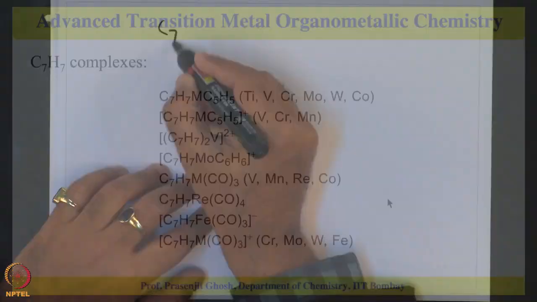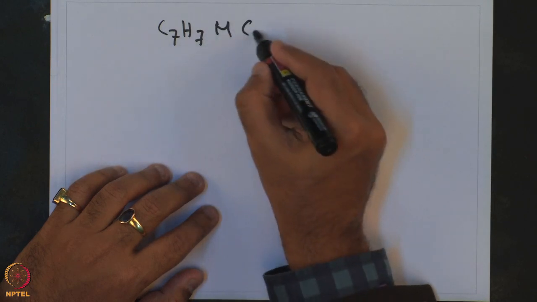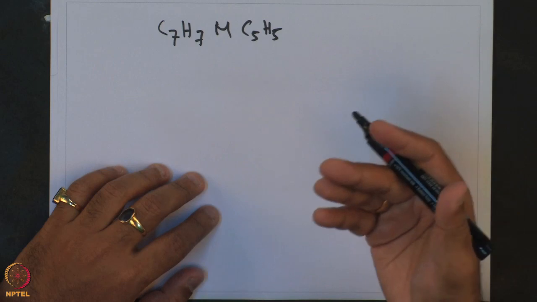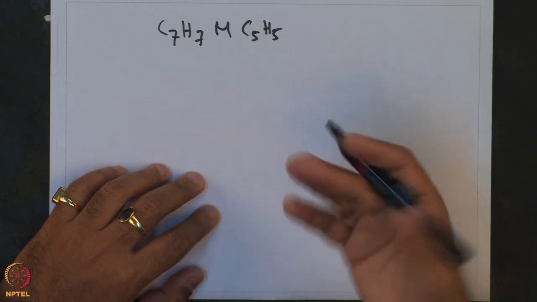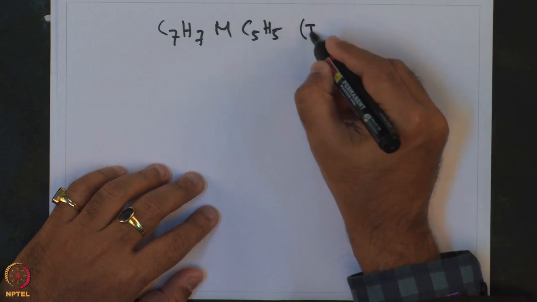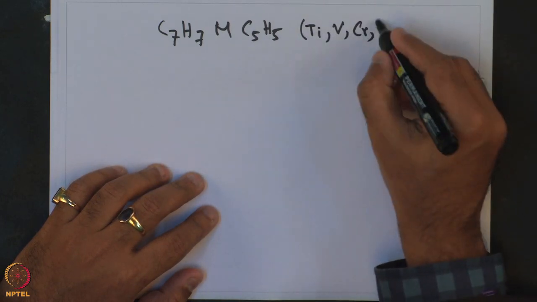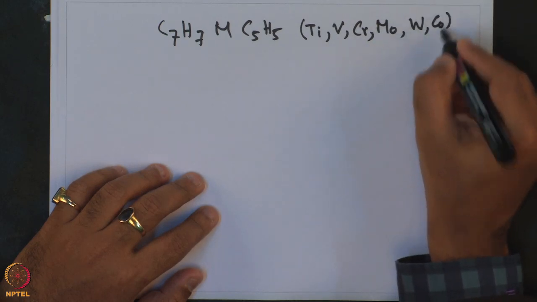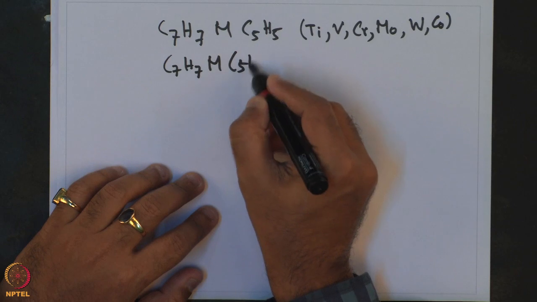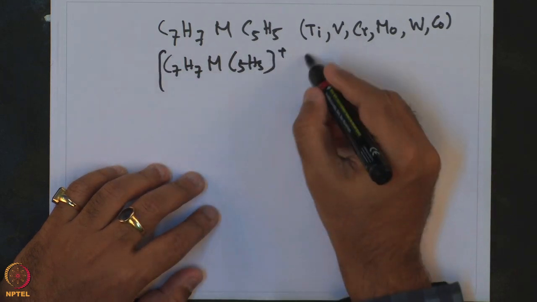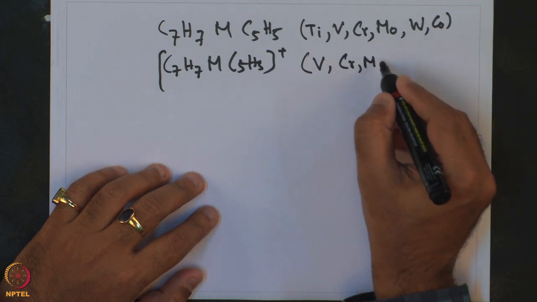So, there are a lot of examples of these complexes, and we are going to be taking a look at some of them. For example, C7H7 M C5H5. Now, this is exactly similar to the mixed cyclopentadienyl arene complexes of benzene that we have spoken about. In this case, instead of benzene, we have C7H7. This is quite common for titanium, vanadium, chromium, molybdenum, tungsten, cobalt. Then one can have C7H7 M C5H5 overall cationic species, common for vanadium, chromium, manganese.